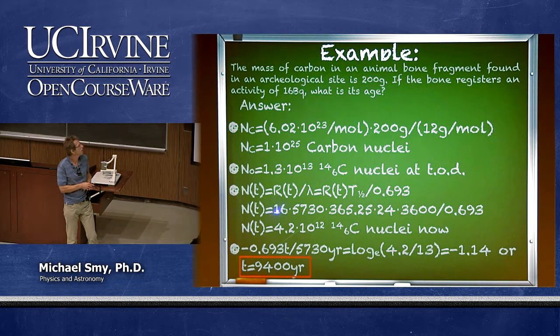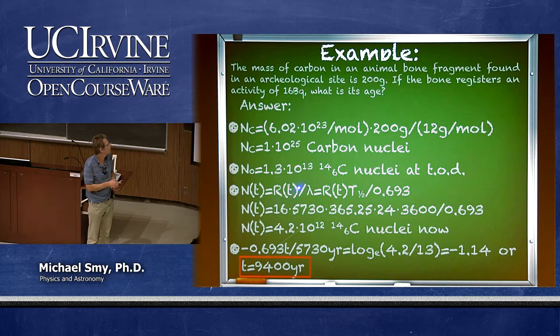Now we use the exponential decay law. So at our present time, the number of nuclei is the activity divided by the decay constant, or the activity times the half-life divided by 0.693. So the activity is 16 becquerel, and this is the half-life in years, and now we adjust to get it into seconds. And that means that now we have 4.2 times 10 to the 12 carbon-14 nuclei.